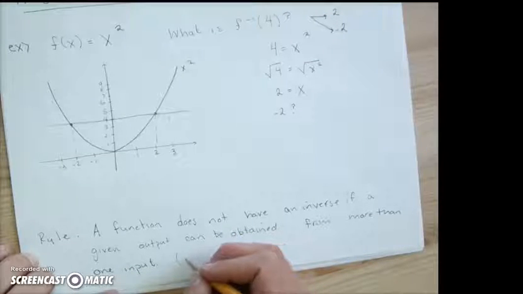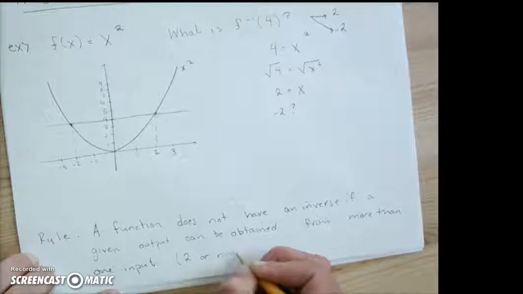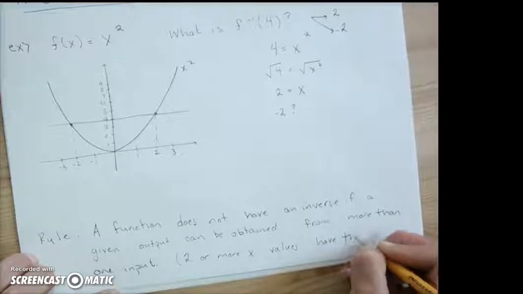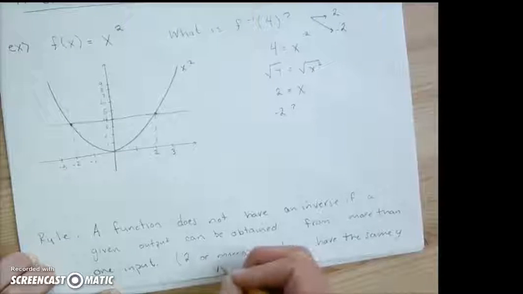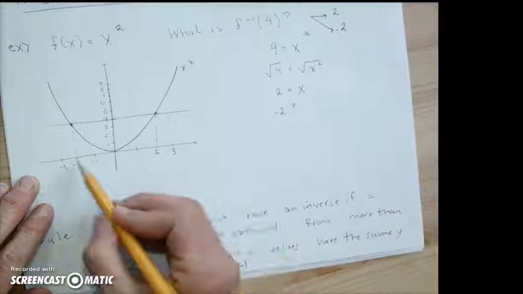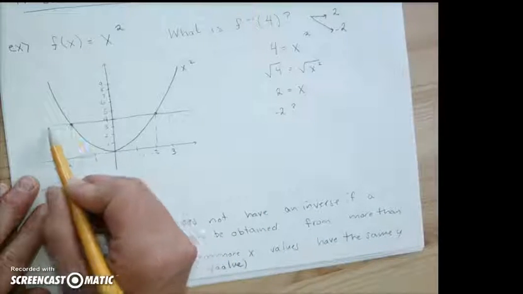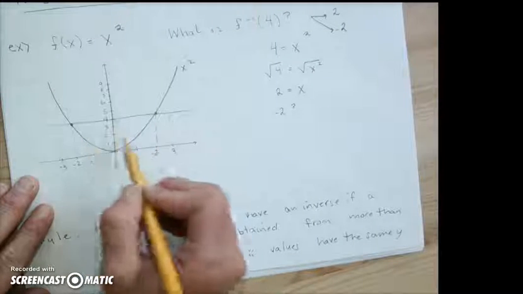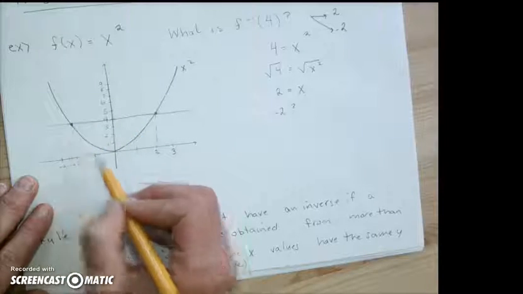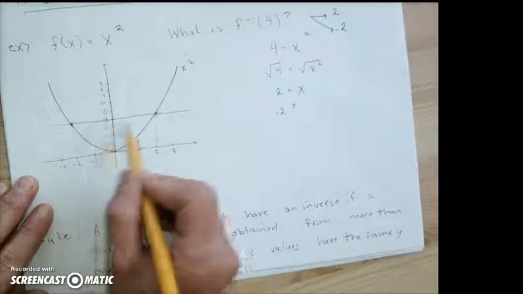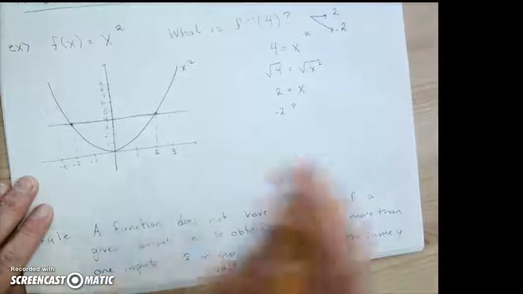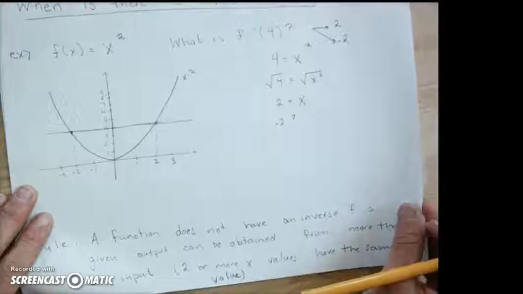So let's write that too. Two or more x values have the same y value. And graphically, this means that there are two x values that have the same height, in this case, negative 2 and 2 both have their y value equal to 4. So a horizontal line intersects the graph in more than one place. That's how we'll test for inverses graphically.